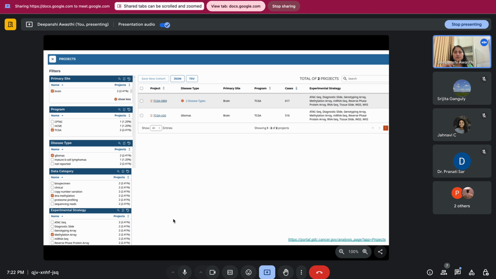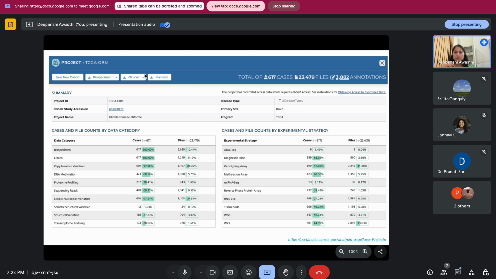In this way, after selecting everything, on the right side you will see how the data changes. Now only 2 projects are being shown, the disease type is gliomas, the primary site is brain, and the program is TCGA. These are check boxes, which means you can select multiple options as well. Now I have selected only these few options. Out of them, if I click on the first project, which is TCGA-GBM, this window will open.